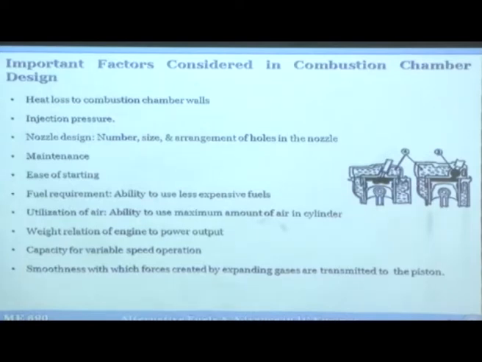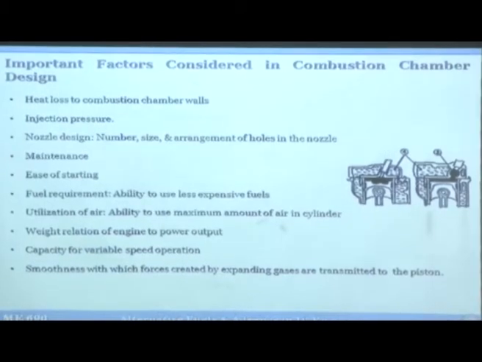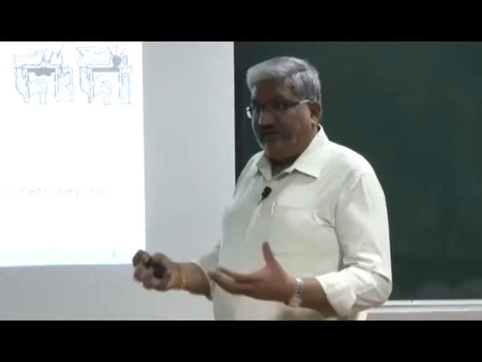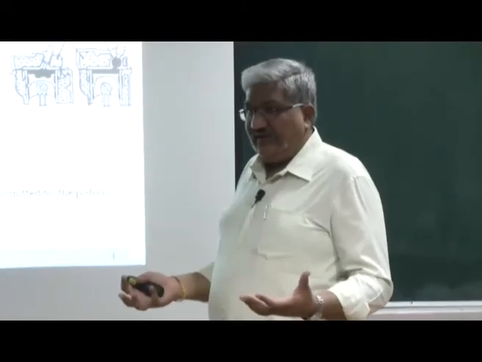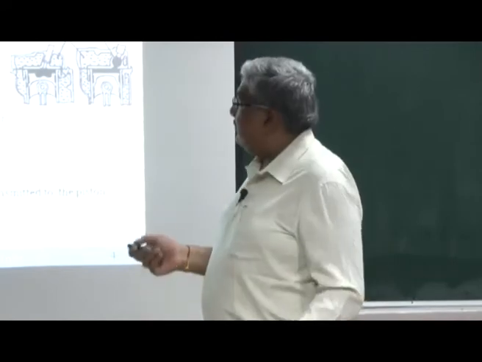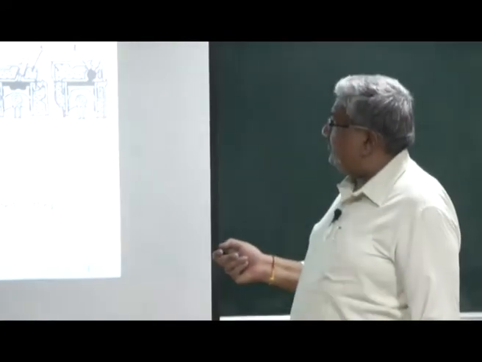Okay, so the important factors that need to be considered: what should be the heat loss to the combustion chamber wall. Suppose you have a combustion chamber design which has large surface area. If you have large surface area, then what will happen? Whatever heat is being generated inside the engine combustion chamber will be lost to the surrounding, because large surface area is going to increase the heat transfer through the walls. So this should be as minimum as possible.